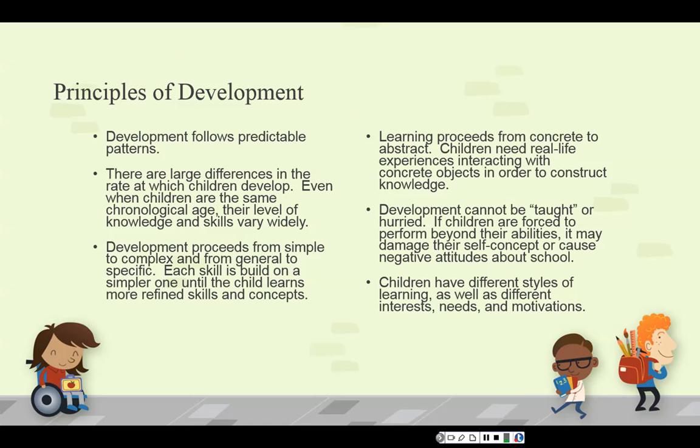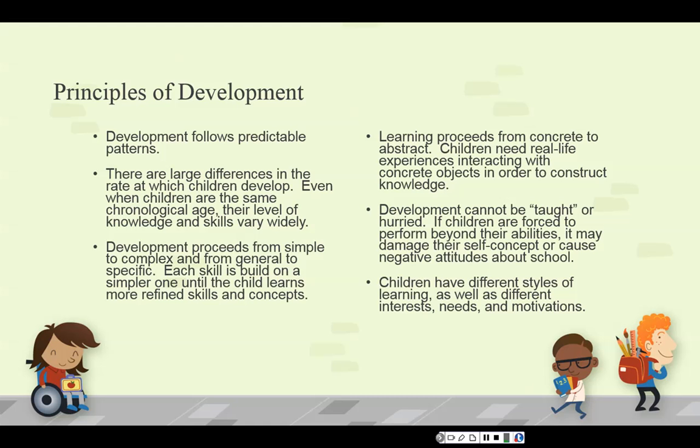All right, so some interesting things we need to know about child development. One is that development follows predictable patterns. Babies are going to be able to roll over before they are sitting up. They're going to be sitting up before they're crawling. They're going to be crawling before they're walking. And they're going to be walking before they're running. That's just some physical development. Same things go with emotional, language, social, and cognitive. Development follows specific patterns, predictable patterns.